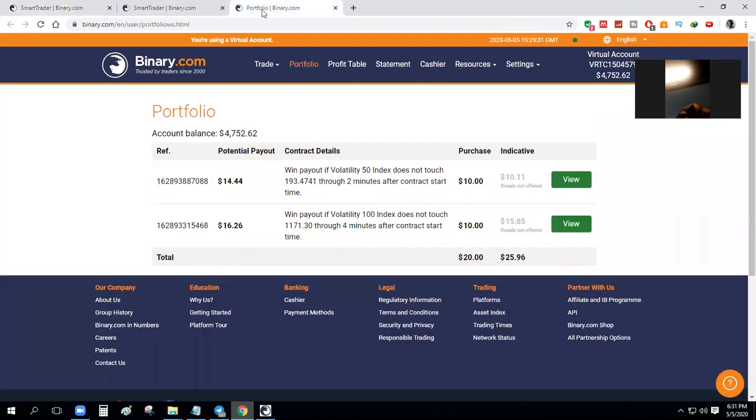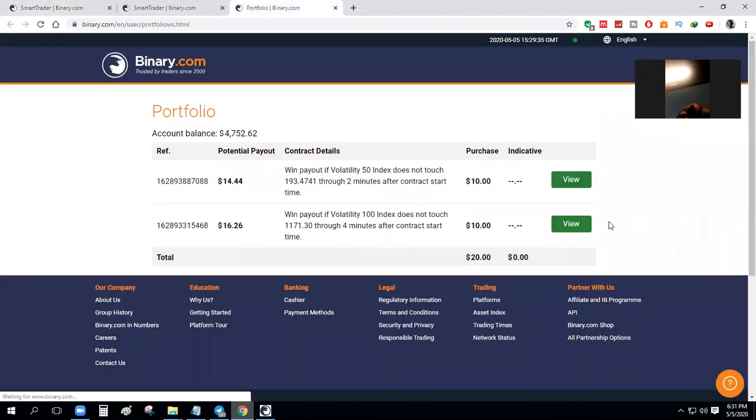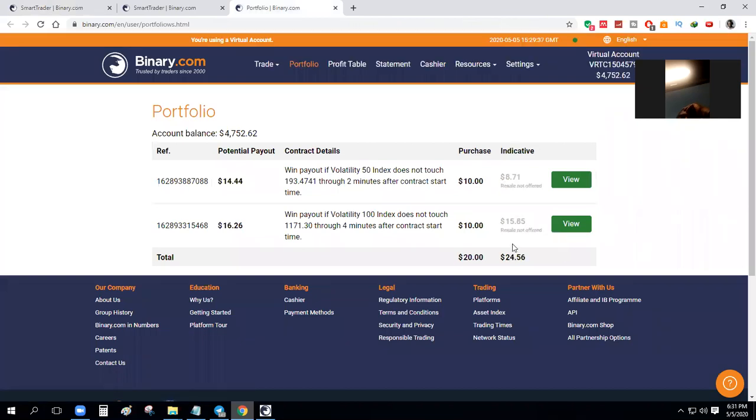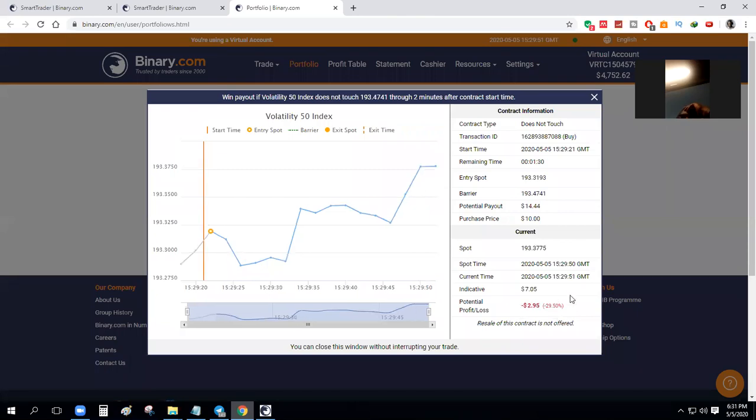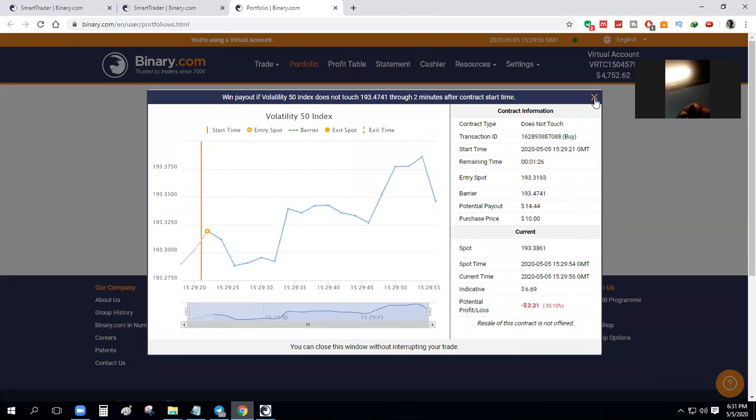And I think I should be able to see it here in the portfolio. One of the trades is active. The other one is here. So the one we have taken for 2 minutes is here, as you can see. If you want to see the details, you can click view and see how it's progressing. When you see red here, it means you are moving out of the money. When you see green, it means you are moving into the money.